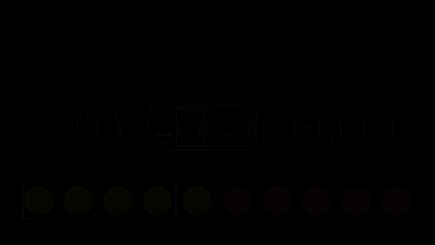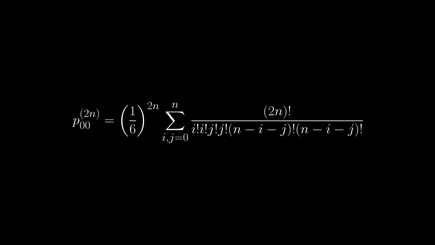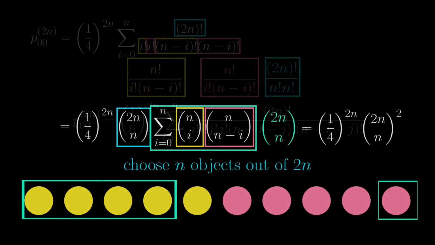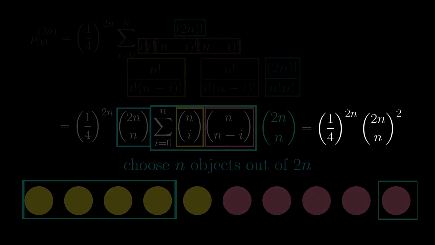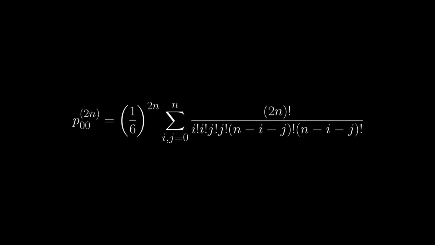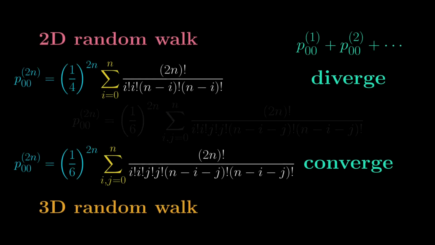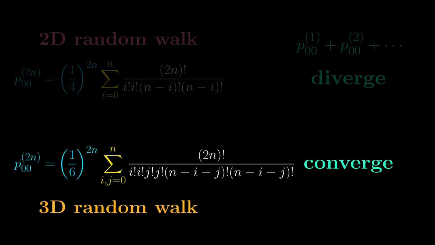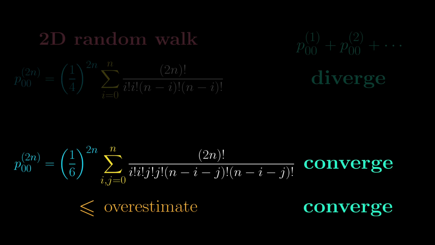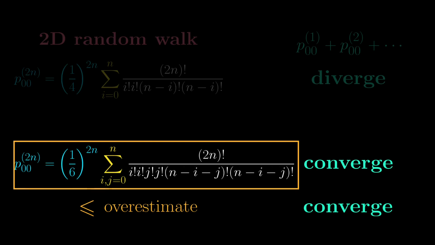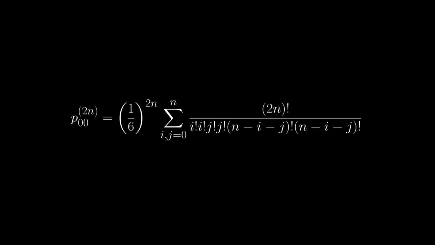In 3D, this is the 2nth step probability, but unlike last time where we had a simple closed form expression, there is no simple formula for this summation. Luckily, we only need to prove that the series converges to a finite number, so we can overestimate each term in a series, the idea being that if this larger series still converges to a finite number, then surely the smaller series has to converge. So how do we overestimate this thing then?